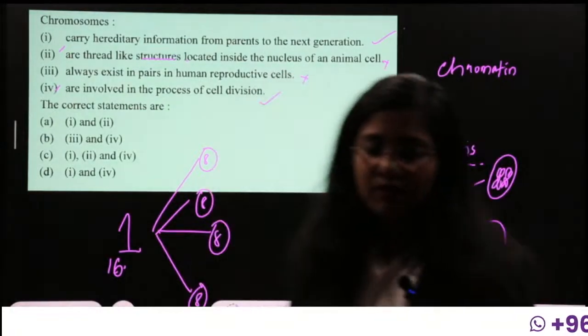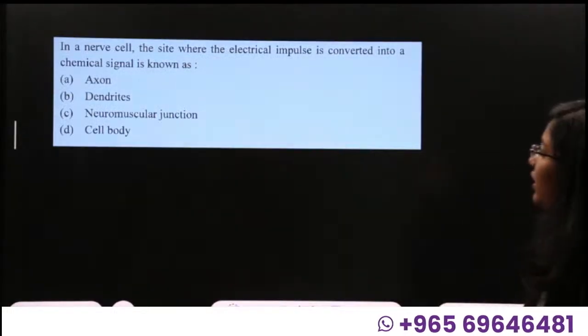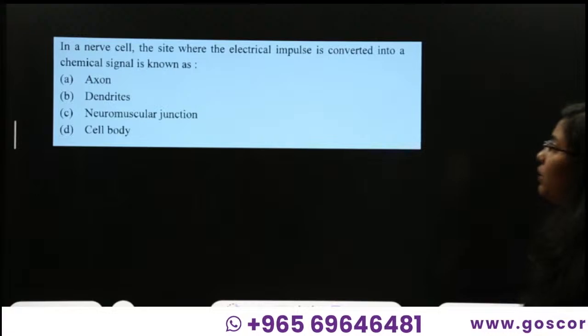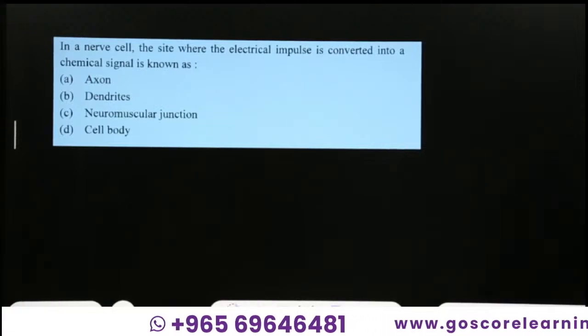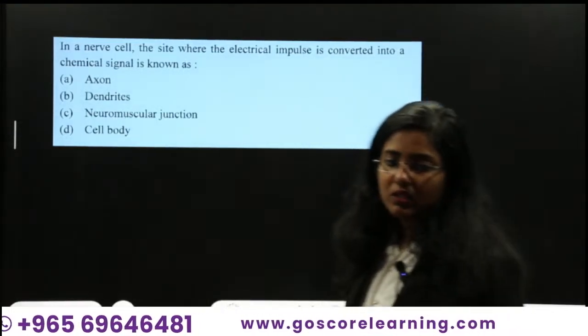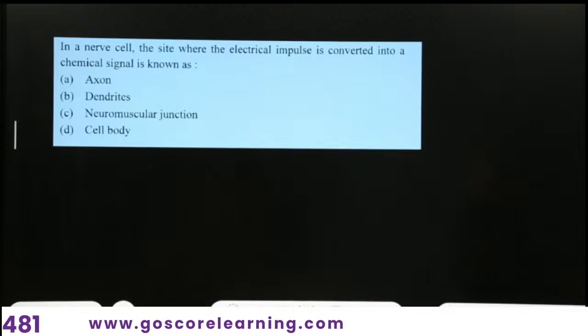Okay, fine. So what is the next question given? The next question is: in a nerve cell, the site where the electrical impulse is converted into a chemical signal is known as axon, dendrite, neuromuscular junction, or cell body. So this question is about the nerve cell.